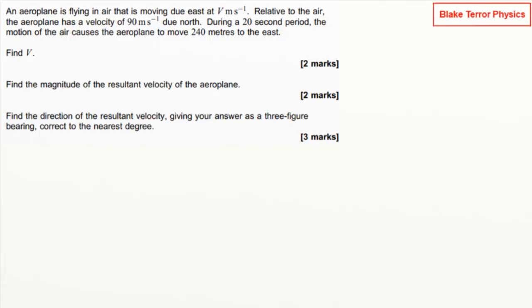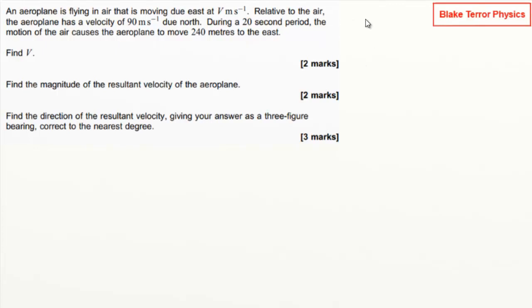Hello, this video is another kinematics question where we're going to have a look at frames of reference. We've got an aeroplane flying in the air that's moving due east at v meters per second. So that's the air is moving due east. Relative to the air, the aeroplane has a velocity of 90 meters per second due north. And during a 20-second period, the motion of the air causes the aeroplane to move 240 meters to the east.